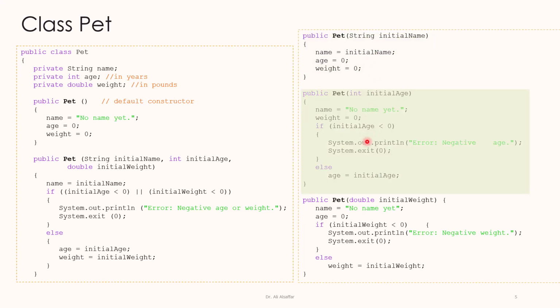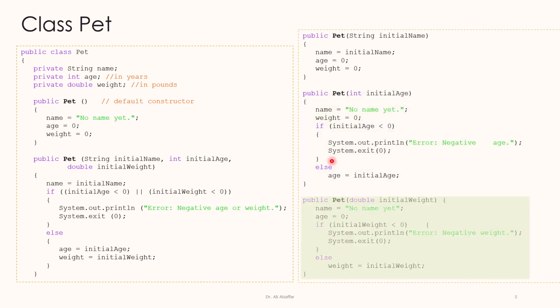Another constructor initializes an object if you know the age of the pet. So what will be the default name? It will be given the name "no name yet", and as you see, it will give the default weight 0, and it will check for the input parameter initial age. If it is less than 0, again it will print an error message and quit the whole program. Otherwise, it will simply copy the input parameter into age.